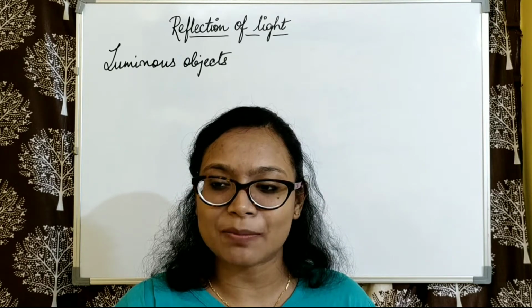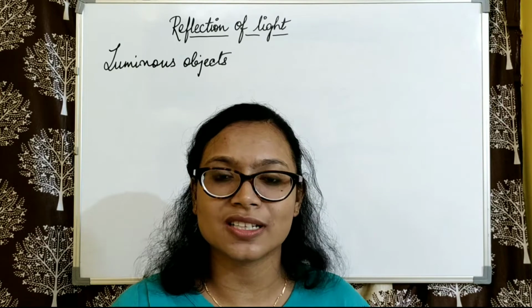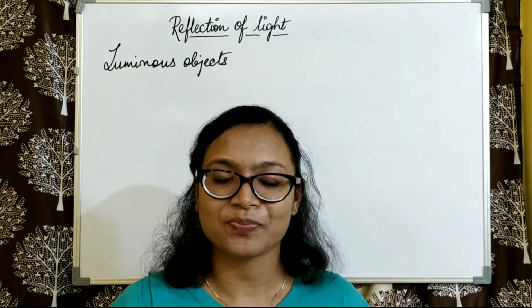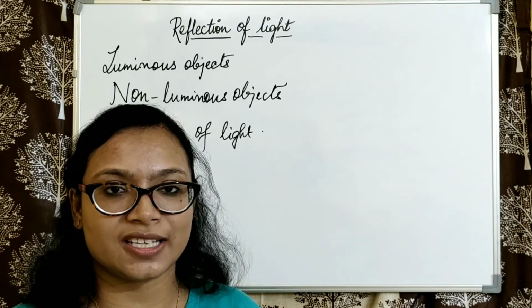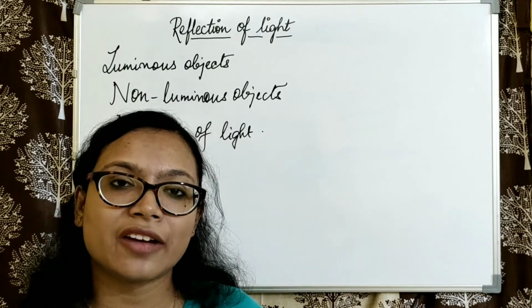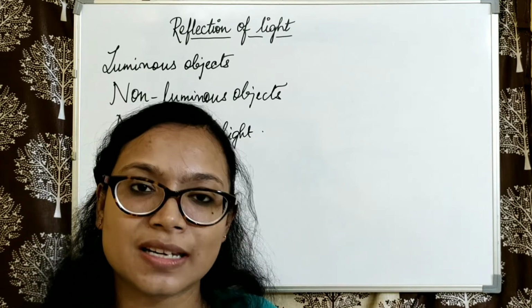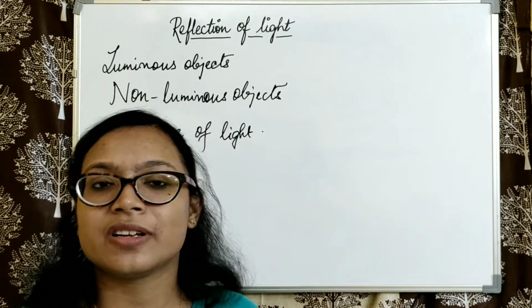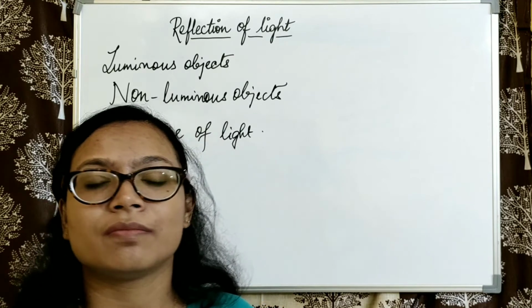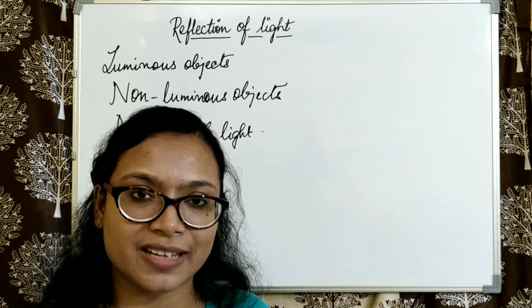We have a few examples, like it can be a bottle, it can be this board, it can be a pen, anything. Now coming to the nature of light. Light travels in a straight line. Light has dual nature. It is given by two theories. One is the wave theory of light, the other is the particle theory of light.